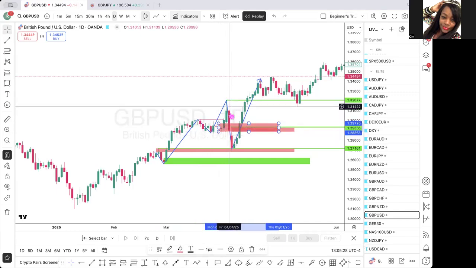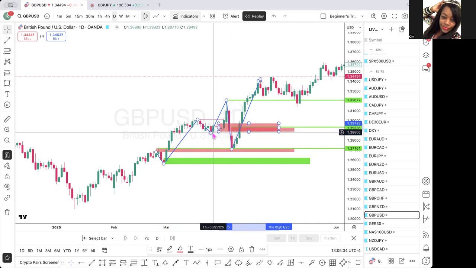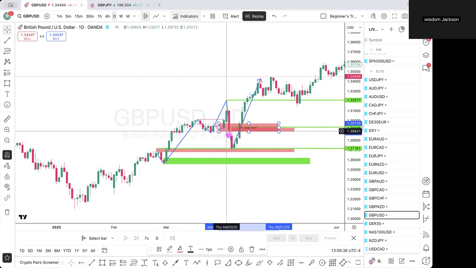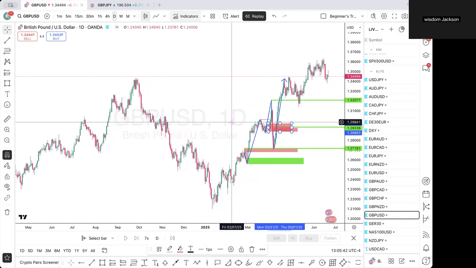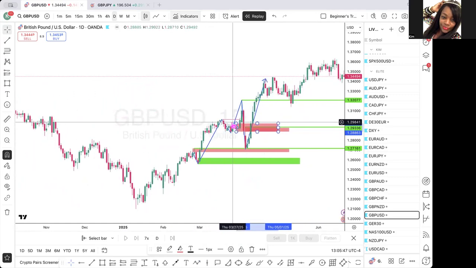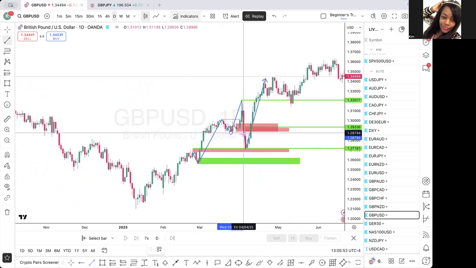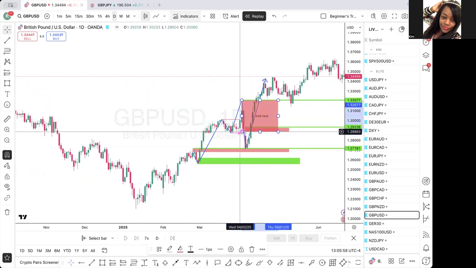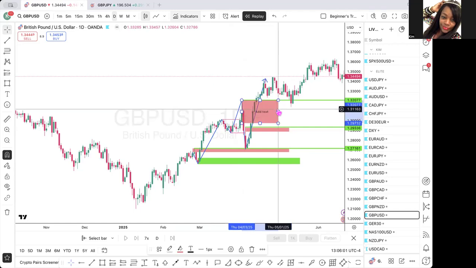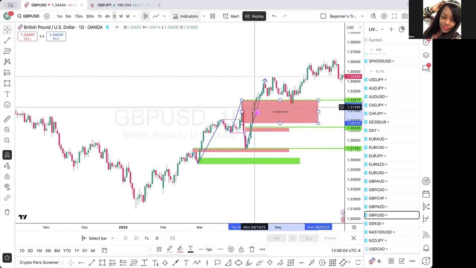Price could have come here, pushed up, and then it broke structure. That could have been a sign of a structure shift, a market structure shift. So you have to trade accordingly. And what I mean by that, if we were saying that this was a market structure shift, that means we would be expecting price to pull back into this zone right here, and then sell. You got that?